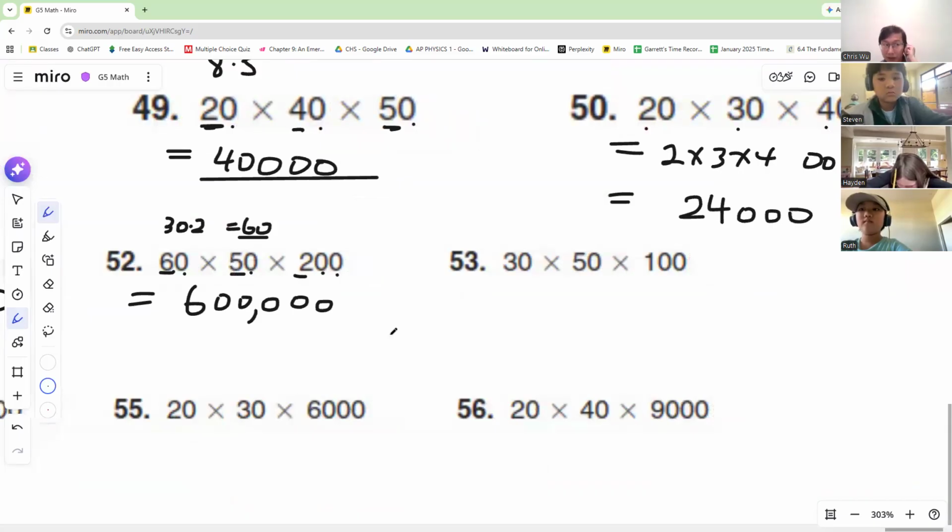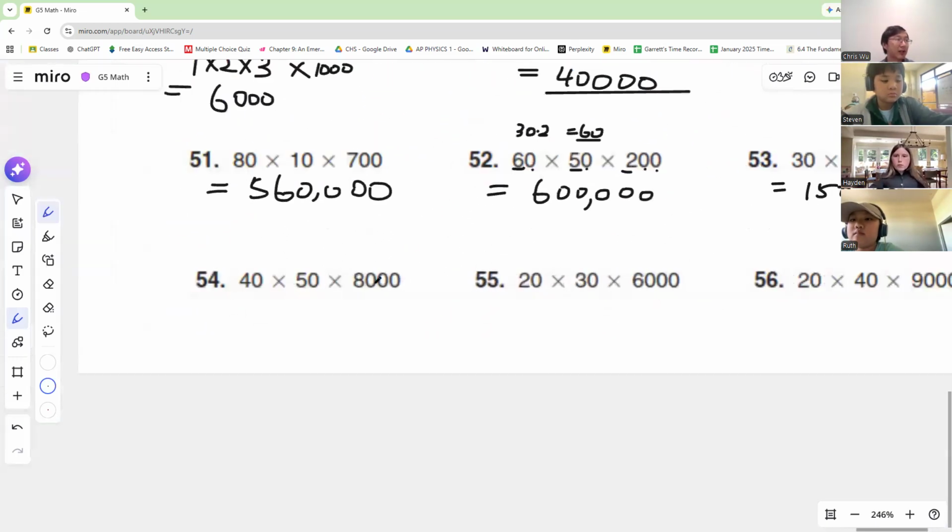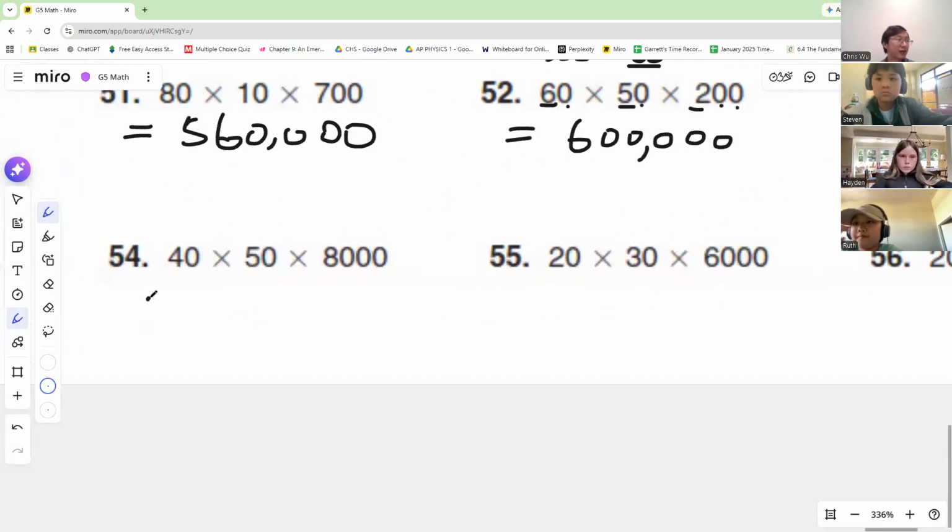All right, number 53. Ruth, what did you get? 150,000, comma, and 3 zeros. Okay, so 15 followed by 4 zeros. Good. All right, cool. Next one, number 54. This one's a bit harder. Hayden, do you want to try?